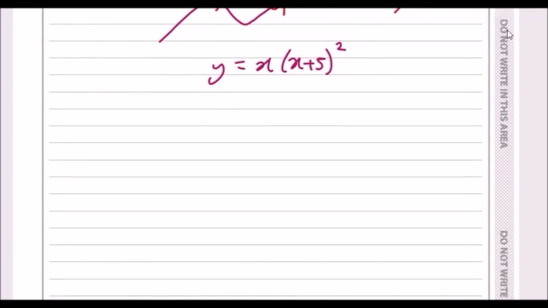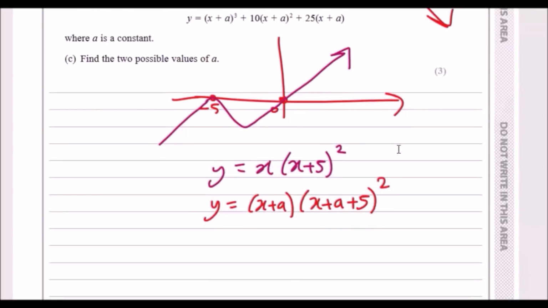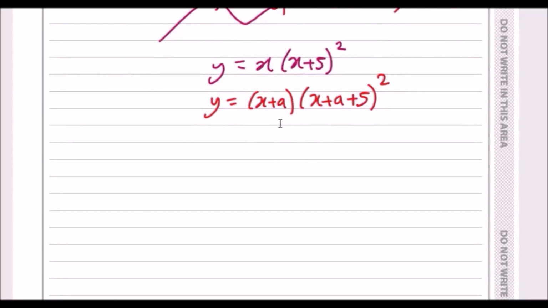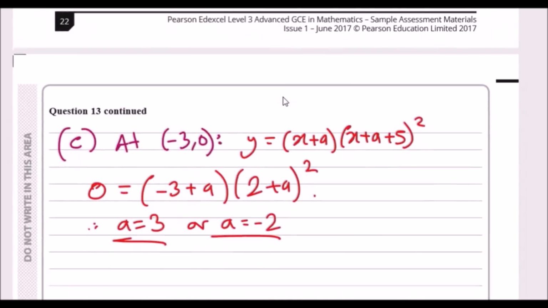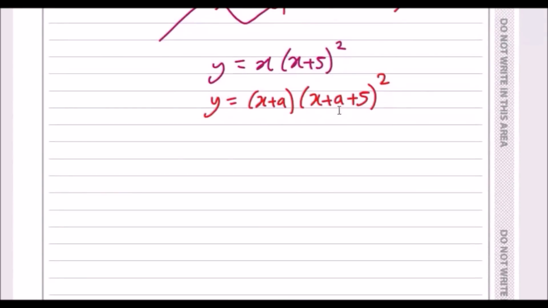So the new equation is going to be y equals, instead of x, we're going to have x plus a. And instead of this x, we have x plus a. So we have x plus a, and then of course, plus 5, all squared. Now we know that this point lies on this curve, so we just plug this coordinate into this equation here, and find the two possible values of a. So I've already solved this as well. So scrolling down, I literally plugged in -3, 0 with the equation we just obtained over here.